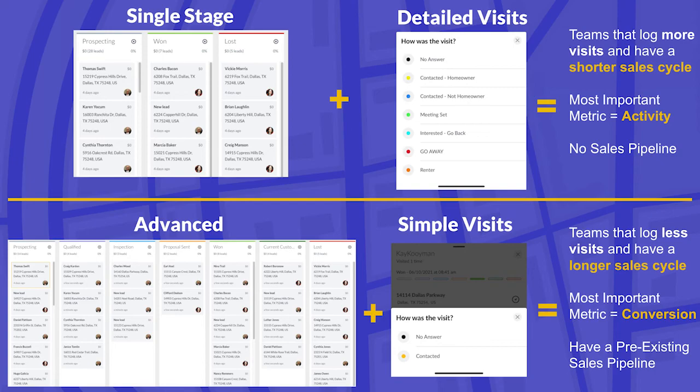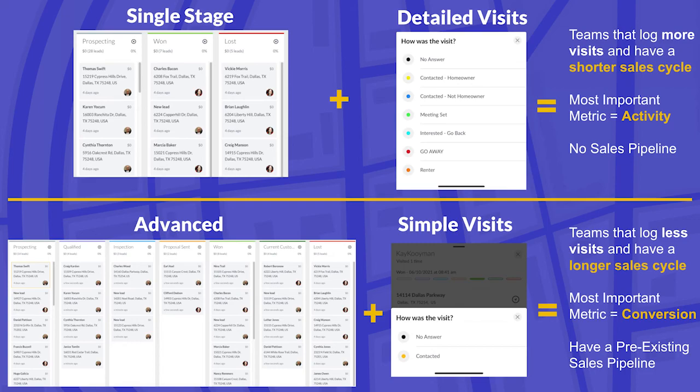On the flip side of that, if your company has a lot more of a predetermined sales process, meaning they have very specific stages and want to be able to track how well leads are doing progressing through those stages, while at the same time not necessarily putting the utmost importance on the number of visits or in-person visits in the field, we would recommend the advanced pipeline with simplified visits.